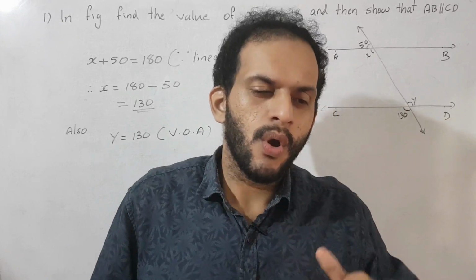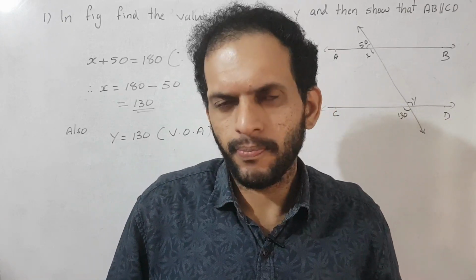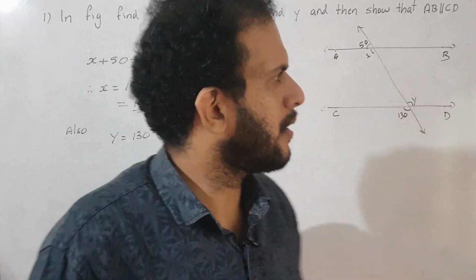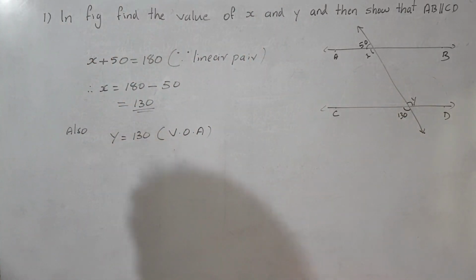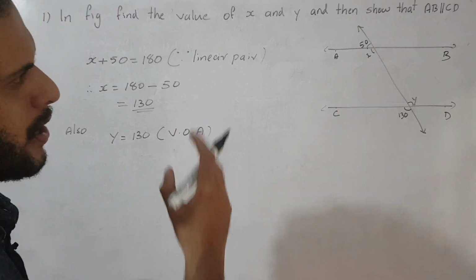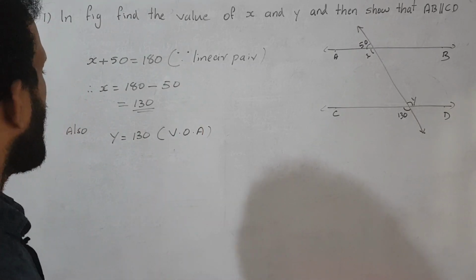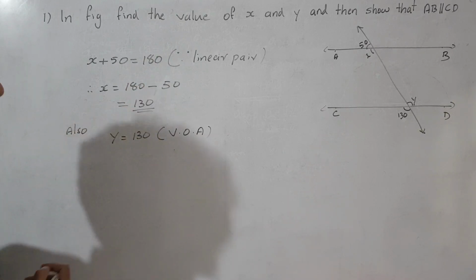Then we need to verify which one is existing there. Okay, which one is existing there. Clear? So here I am proving like this. Also y is equal to 130. We know what vertically opposite angles are. Then next we prove AB is parallel to CD. I am proving the idea like this, the line AB is parallel to CD.